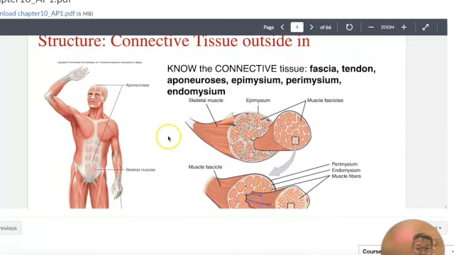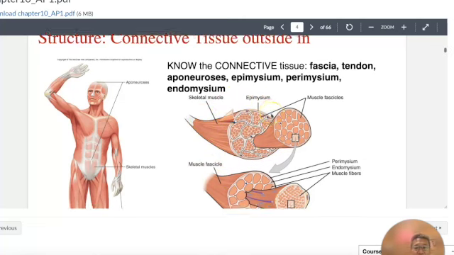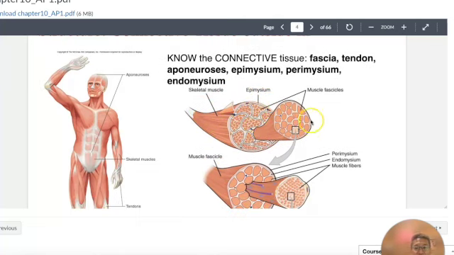So here is the tendon part that's attached to the muscle. This part is called the aponeurosis. And here is a muscle. The muscle is surrounded by a sheath of connective tissue called the epimysium. Inside the muscle, you see a little section. One of these is called a muscle fascicle.